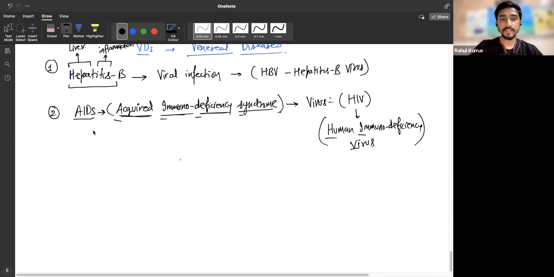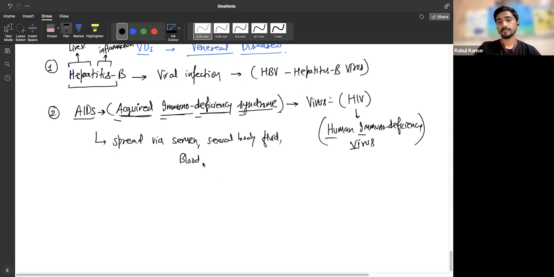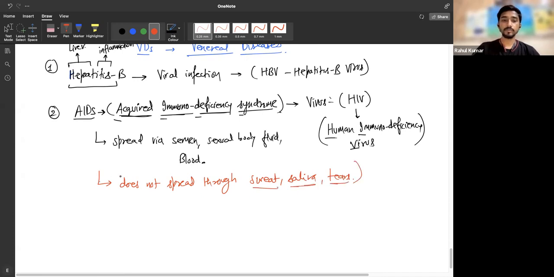So write down, AIDS can spread through semen, sexual body fluid in females, and blood. And it does not spread through sweat, saliva, or tears. These are also body fluids, right? But it does not spread through these.